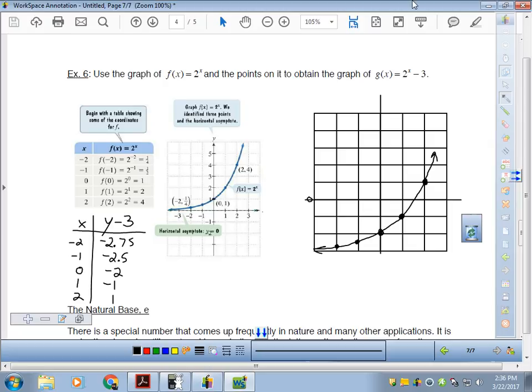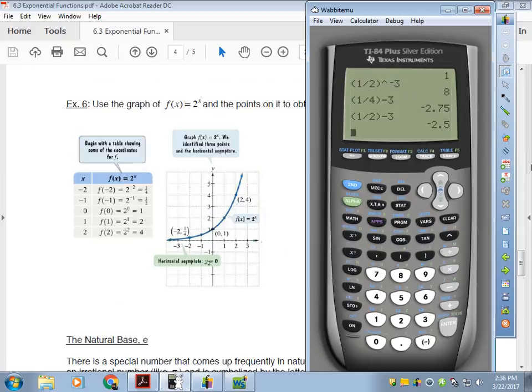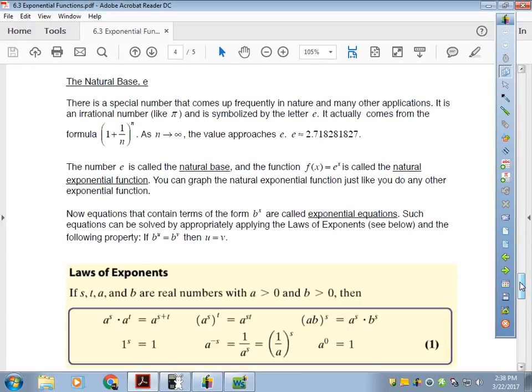All right, now we have a special base number that we're going to talk about next, which is the number e. The number e is called the natural base. It comes up a bunch in nature, which is why it gets the name natural base. Now, e is an irrational number. It's not just a letter, it's a number. And it's an irrational number.